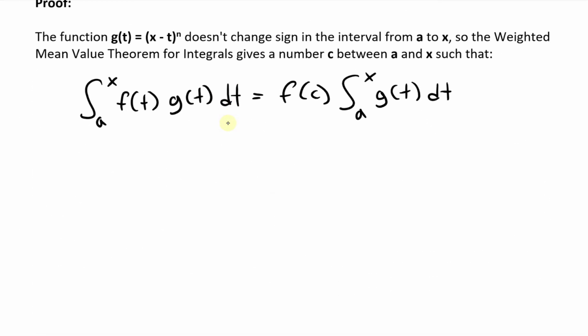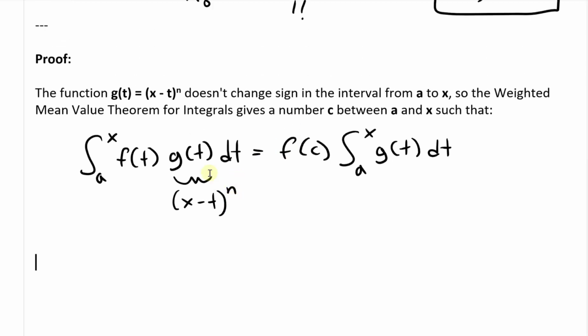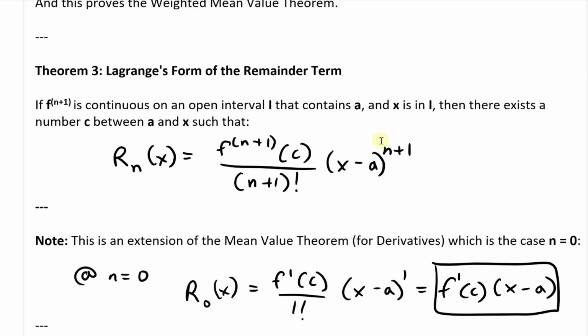And now this one right here is our g, which equals (x minus t) to the power of n. The reason for the power of n is that when we take the integral here we get an n plus 1. So you can see what we'll do with the proof.